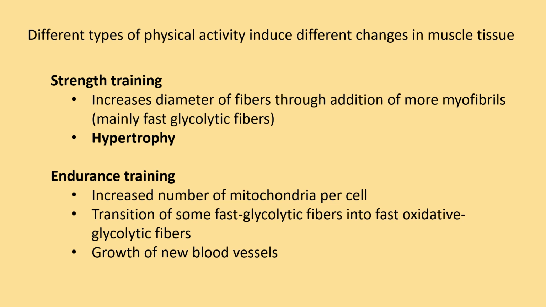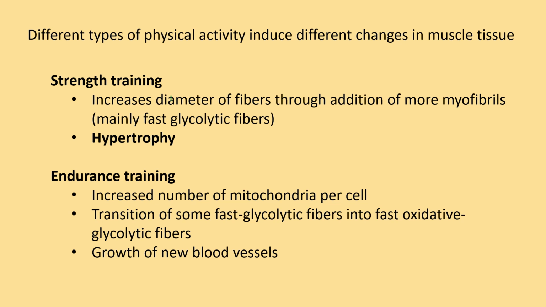So strength training, so lifting weights every day, for example, will increase the diameter of muscle fibers because individual muscle cells will gain more myofibrils. So individual muscle cells get fatter. They increase their diameter because new myofibrils are built and added to the existing collection. And so these are mainly the fast glycolytic fibers that get fatter. And so what are the effects of weightlifting or strength training? It's muscle hypertrophy. That means that the muscle gets larger over time with repeated use.